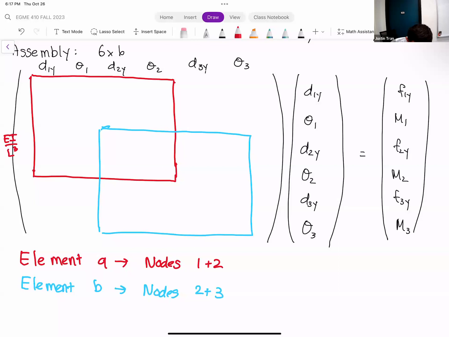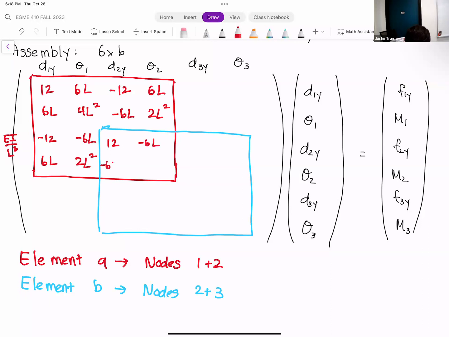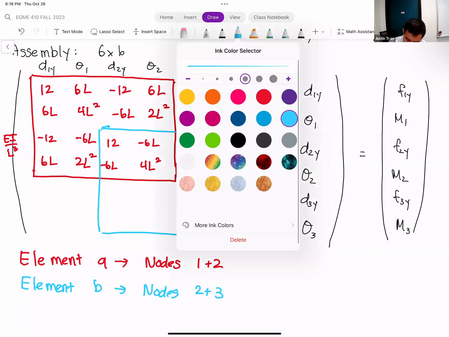Okay, so for element A, let's add in the entries here. We have a 12, 6L, minus 12, 6L. Then 4L squared, minus 6L, 2L squared. Then down here we have a 12, minus 6L, minus 6L, and a 4L squared. So that's just for element A.